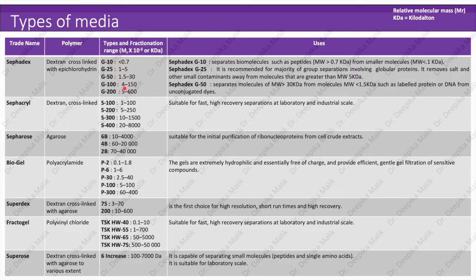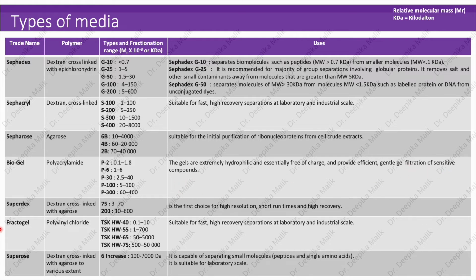Sephacryl is another media that is made by cross-linking dextran, which is suitable for fast, high recovery separations at laboratory and industrial scale. Sepharose is made from agarose, which is suitable for the initial purification of ribonucleoproteins from cell crude extracts. Biogel is made from polyacrylamide, which is extremely hydrophilic and essentially free of charge and provides efficient, gentle gel filtration of sensitive compounds.